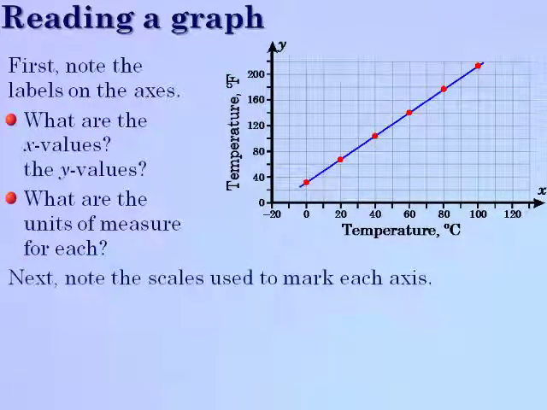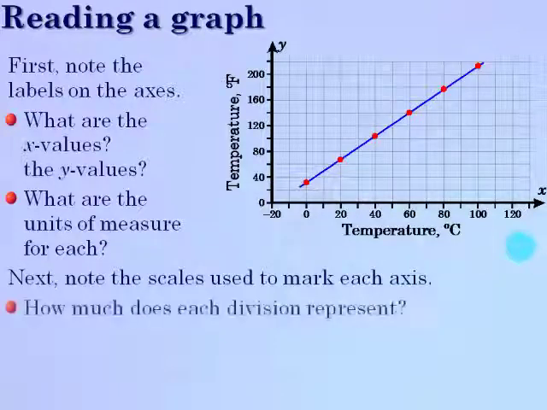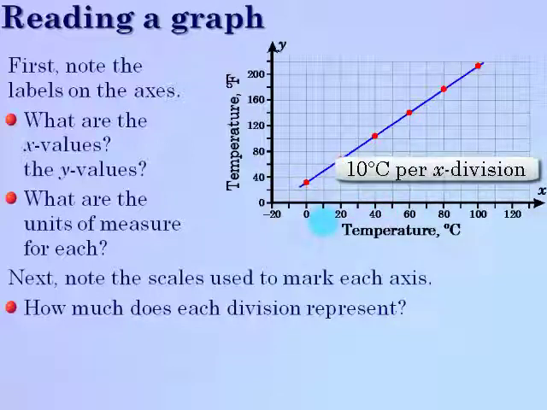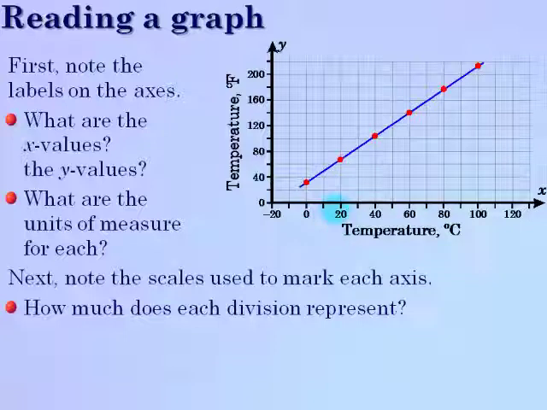And next we should note what are the scales used to mark each axis. How much does each division represent? Well, we look at the scale markings and we go 0 and skip 1 and then 20 and skip 1 and then 40 and so on. So each grid mark here represents what? 10 degrees of Celsius. So if we had numbers beside every one of these grid marks, it'd be 0, 10, 20, 30, 40, and so on.